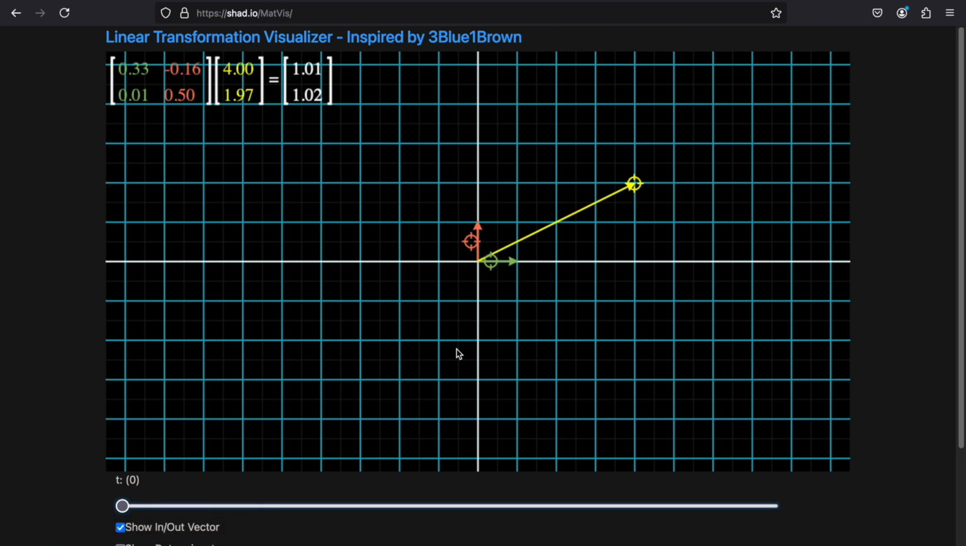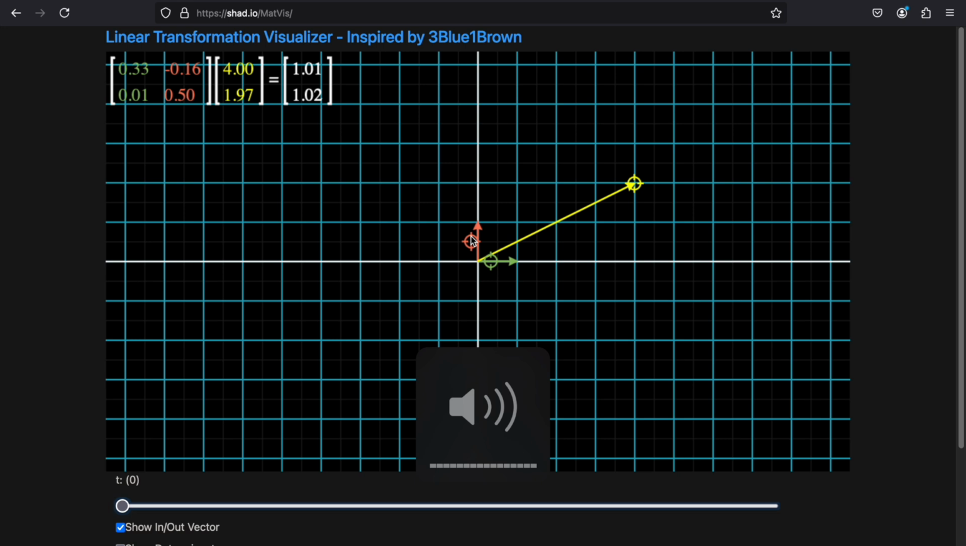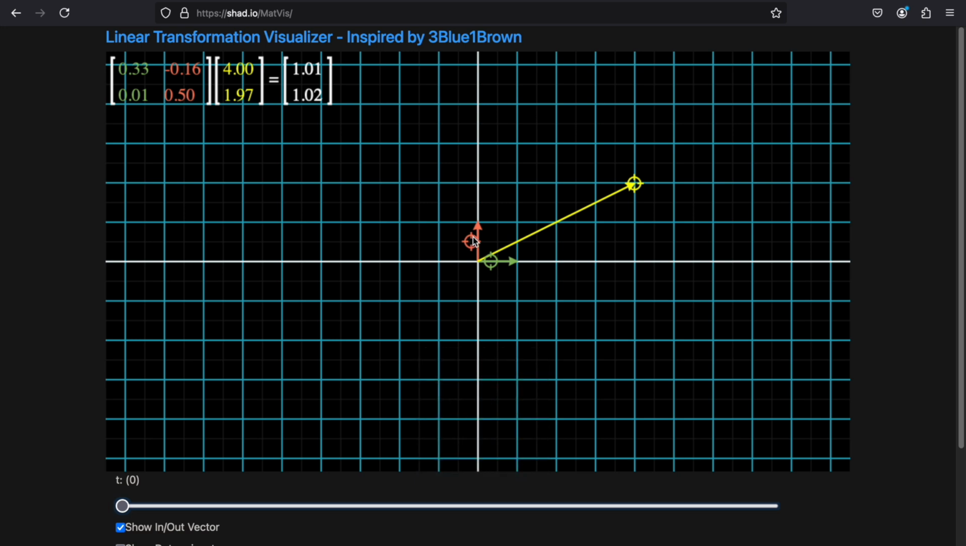Now we will see this in the visualization tool. This is the initial setup, right? The i hat is here, j hat is here. For this matrix, i hat lands here, at 0.3 and 0. Where j hat lands, it lands at minus 0.16 and 0.5, right? And this is the input vector 4 comma 2. Now we will apply the transformation slowly, and you will see how the input vector space is getting transformed.